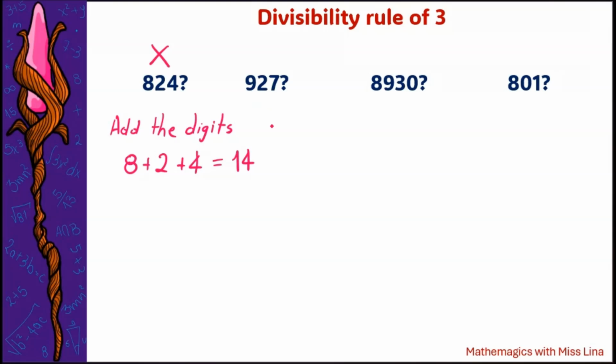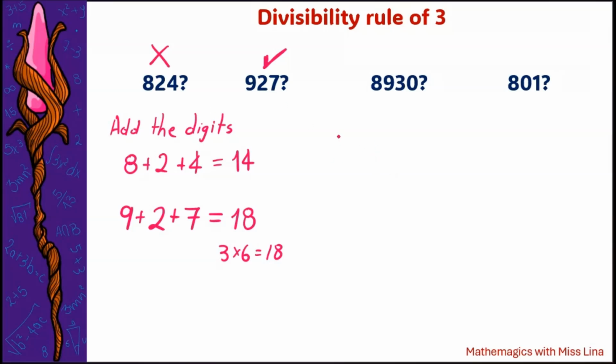If that addition is a multiple of 3, then the whole number is a multiple of 3. Let's check the 927. 9 plus 2 is 11. 11 plus 7 is 18. 18 is a multiple of 3 because remember 3 times 6 is 18. So yes, we can divide this one by 3. Okay, pause the video if you want and check the two last ones and then play again to check the result.